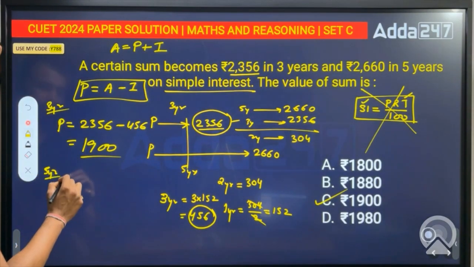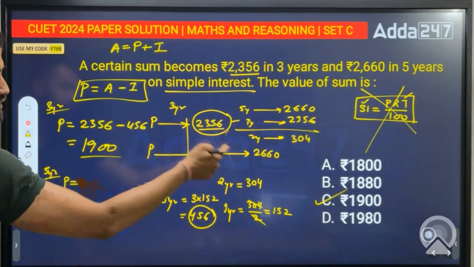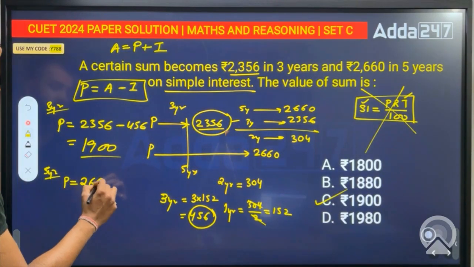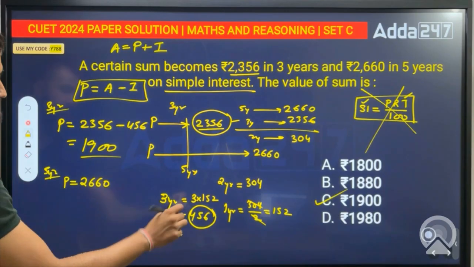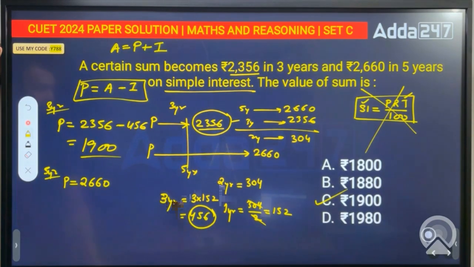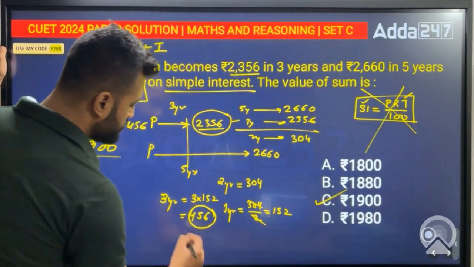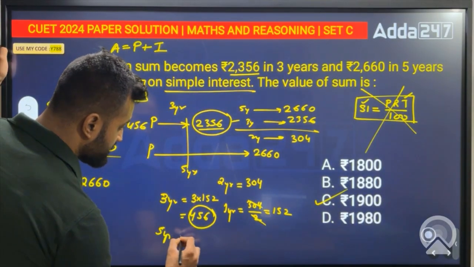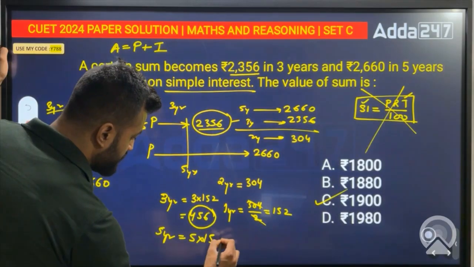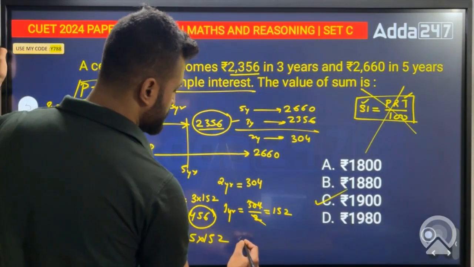5 years. If I want to find the principal, sir, I have to take the amount 2660. And from here, sir, I have to subtract the interest which I got in 5 years. In 5 years, what will be the interest? Sir, in 1 year, 152. So in 5 years, you would say, sir, 5 into 152. Simple. Multiply them, you get the answer.